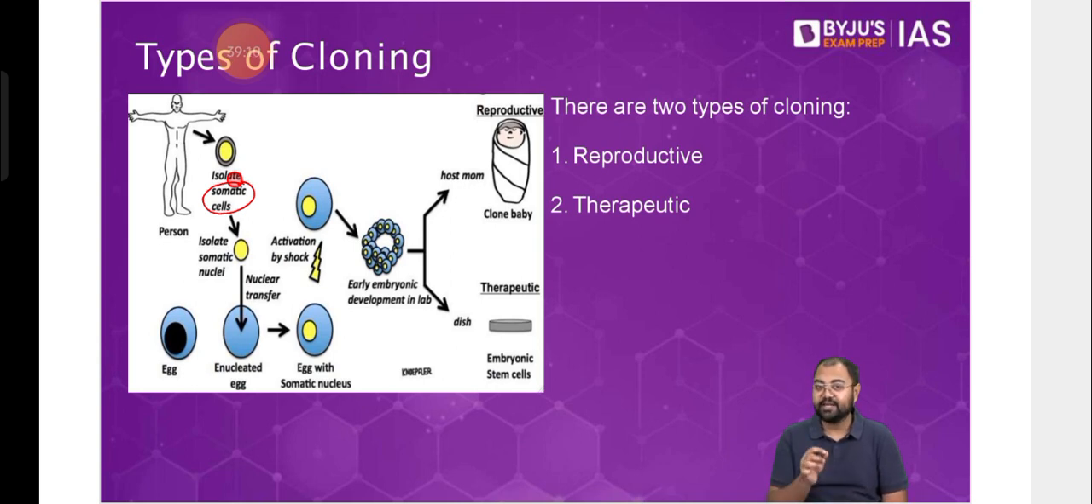So for example, in humans, there are two cells which can be called reproductive cells. You have the egg cell in the females and you have the sperm cells in the males. These are called reproductive cells. Apart from these two cells, every other cell in the body is called a somatic cell. So the first step in cloning would be that we isolate the somatic cell.